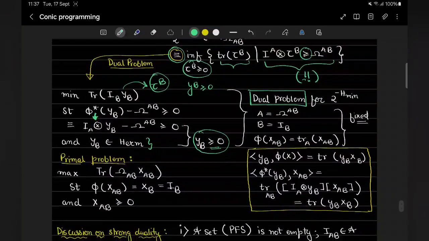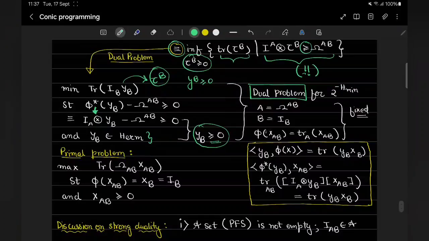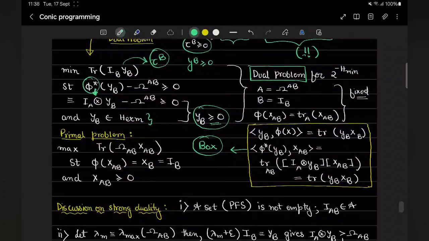So now one thing you can notice is that my operation of partial tracing, if I take the adjoint of that operation, it is exactly the phi star the way I defined here. So this is clarified in the box. So in this box, if you look carefully, you will find the reason why the adjoint works the way it does. Now with this as a dual problem, we can frame the primal problem also, and that I have framed in here under the heading of primal problem.